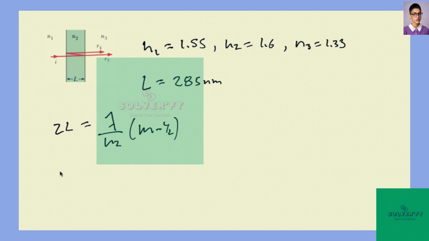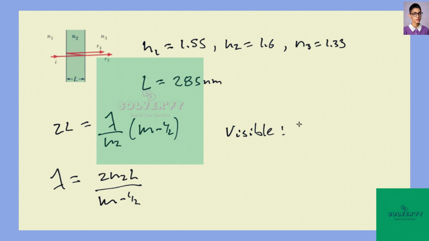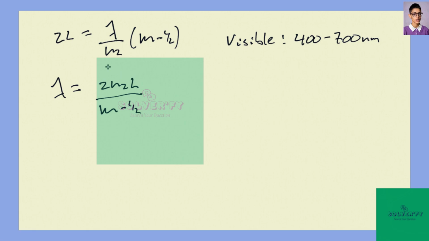Now we just have to solve for lambda. We get that lambda is going to equal 2 times N2 times L over m minus 1/2. And for each m, there's going to be a different lambda. And so we have to try different m's until we get a wavelength lambda that's in the visible spectrum. And I'll remind you, the visible spectrum, we have wavelengths between 400 to 700 nanometers. So we can try here.